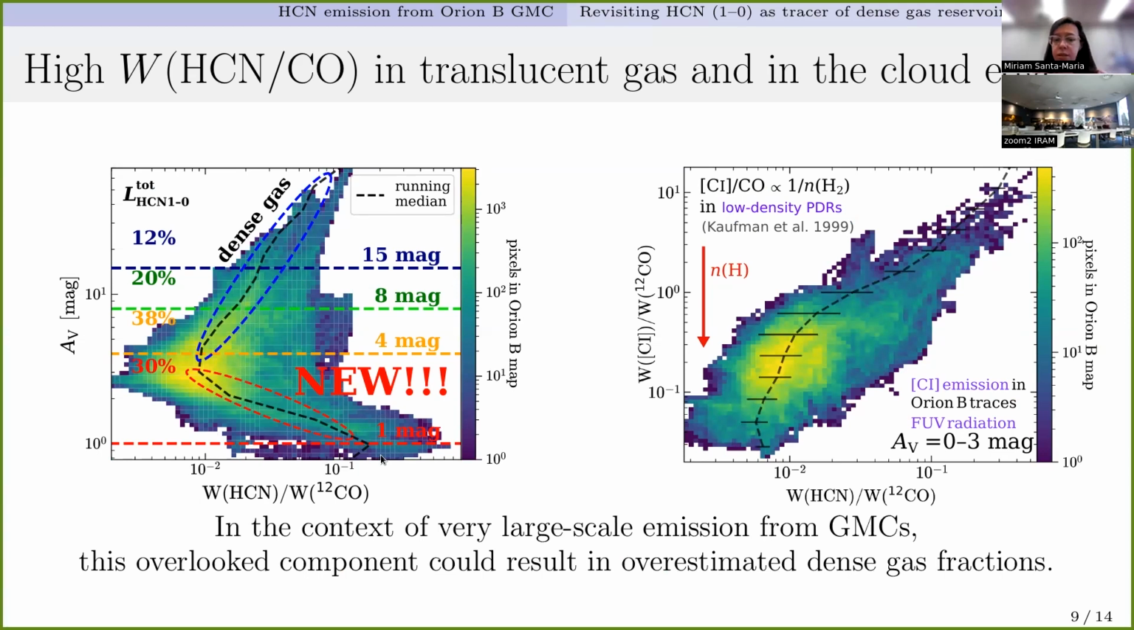in the context of very large-scale emission from giant molecular clouds, or for example in extragalactic studies, we have 2 minutes left. This overlooked component could result in overestimated dense gas fractions.